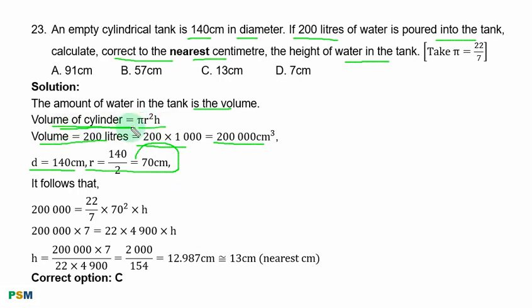You come here and replace volume, pi, and radius with what they stand for, except the height, which we are to solve for. Multiply through by 7 to clear fraction. Divide both sides by this product to make height the subject in this form. When you simplify, you have this result. To the nearest centimeter, the height is equal to 13 centimeters. The correct option is C.